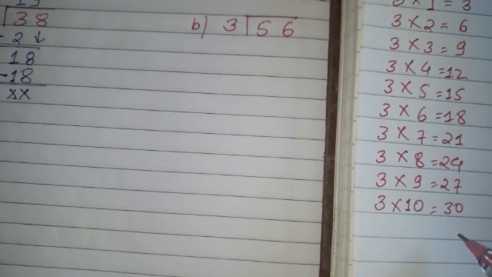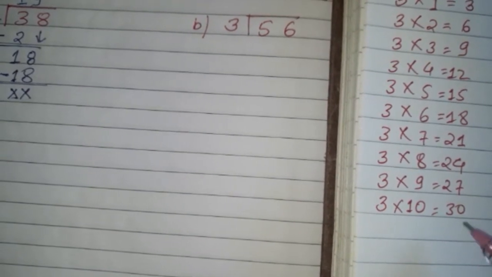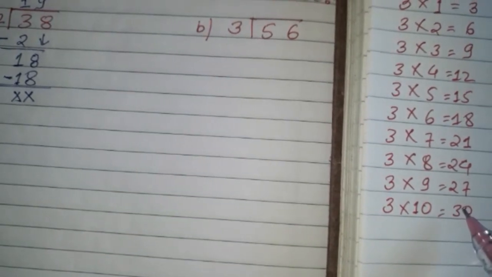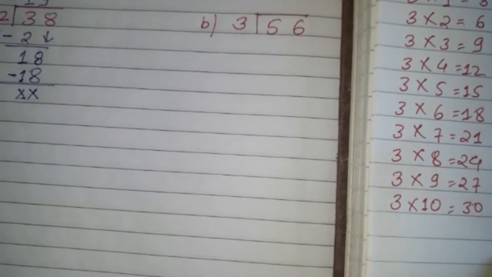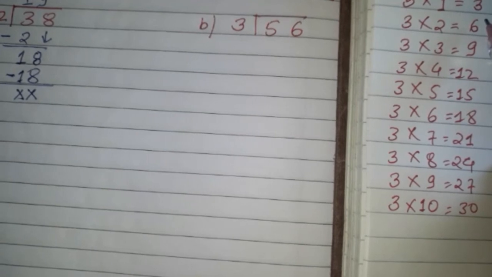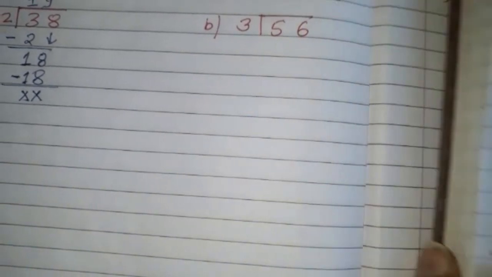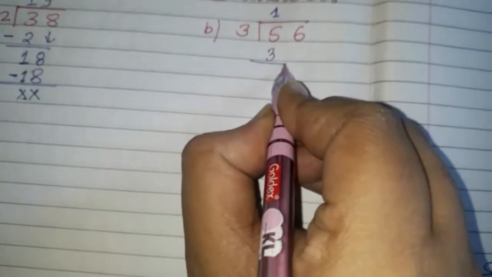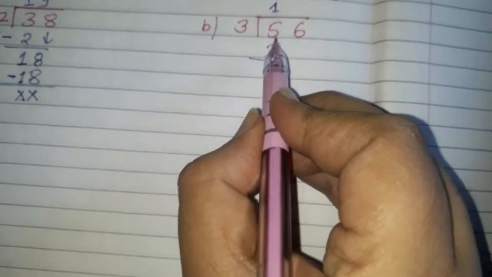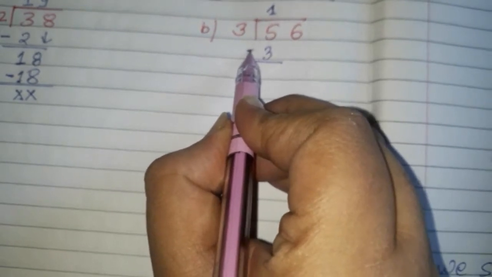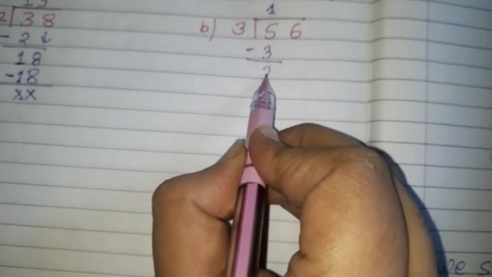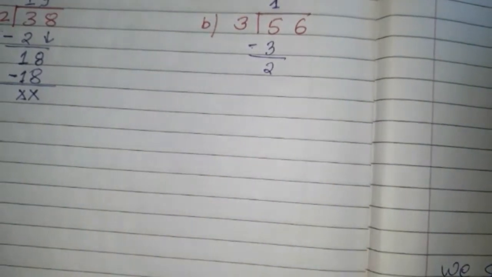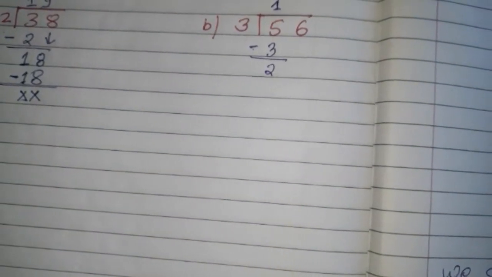So what we're going to do is find the number in the table which is smaller than 5. The number which is smaller than 5 in the table is 3, which comes 1 time. So we'll write 3 ones are 3. The next step is to subtract the numbers. We'll subtract 3 from 5. 5 minus 3 is 2. After subtracting 3 from 5, we get 2.